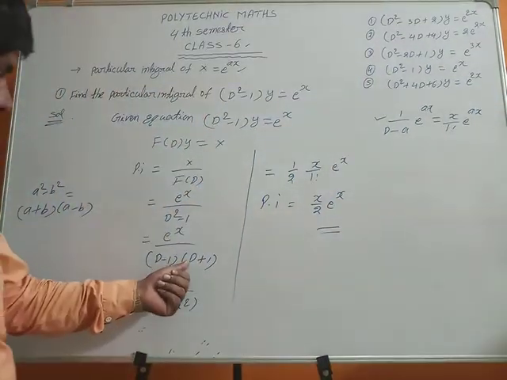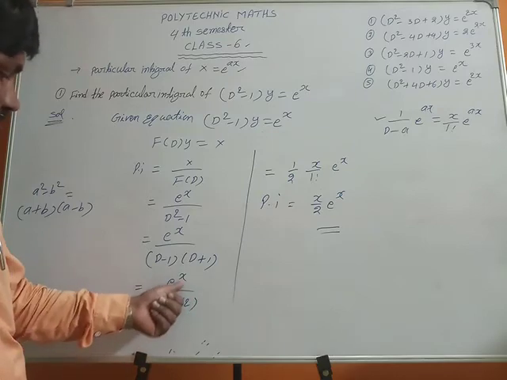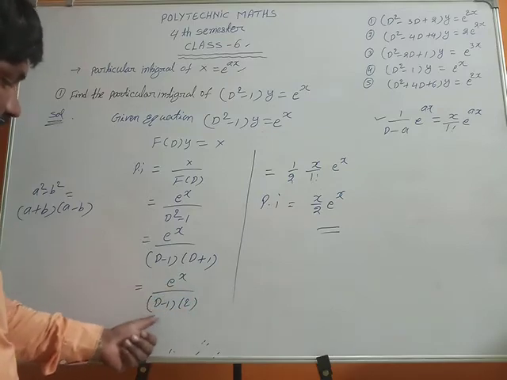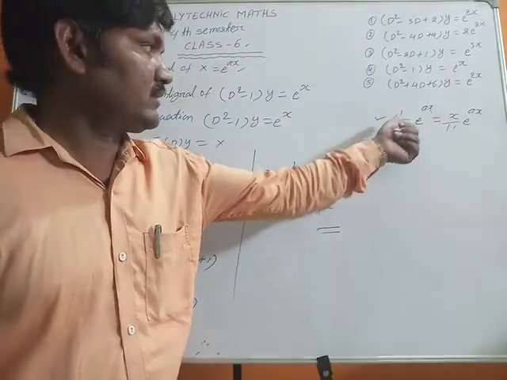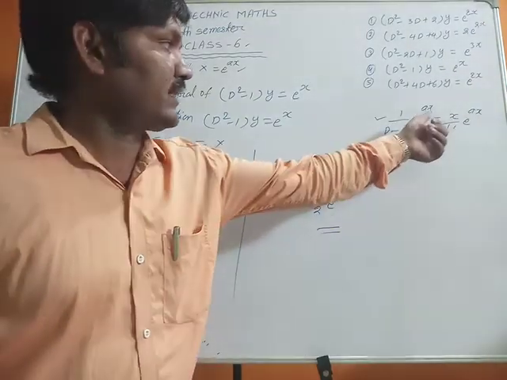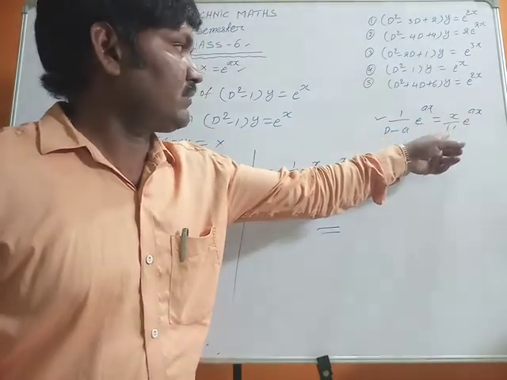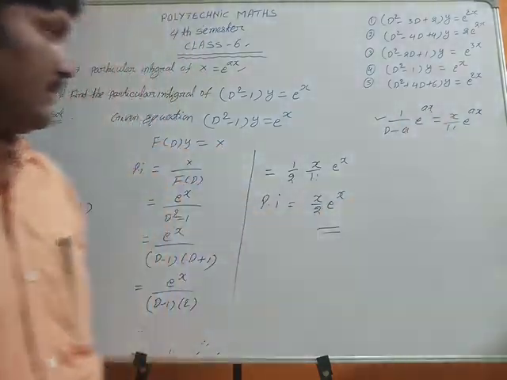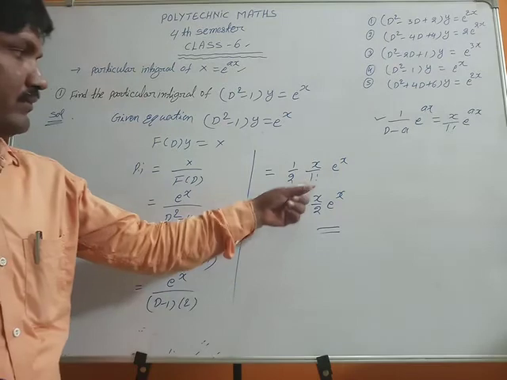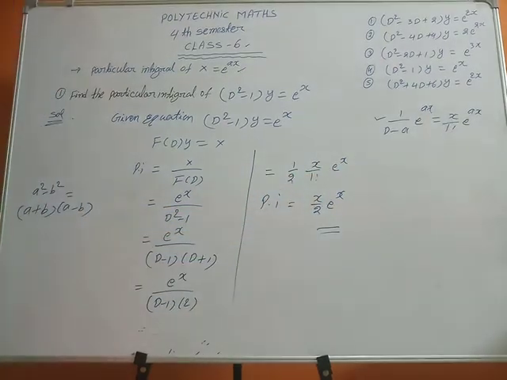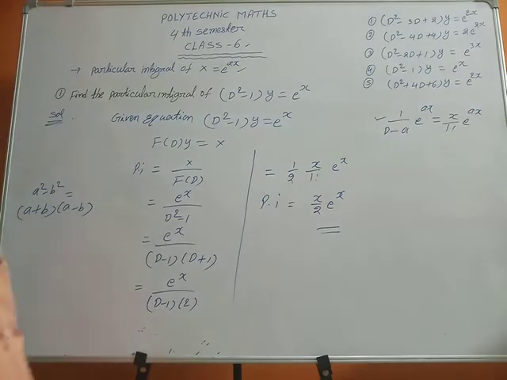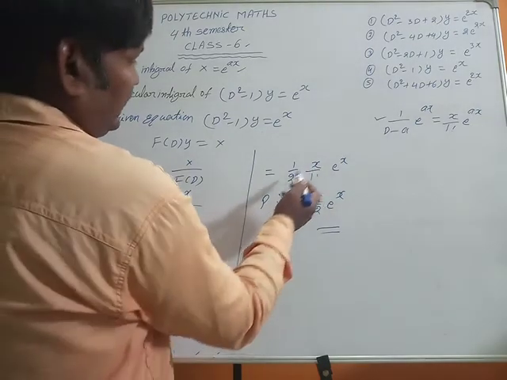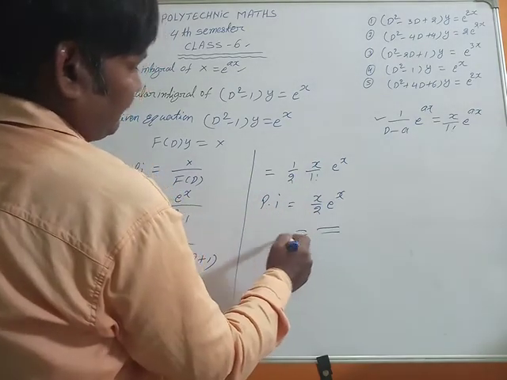So here d value is 1, 1 plus 1 is 2, e to the power of x by d minus 1 into 2. Here the basic concept is 1 by d minus a into e to the power of ax. If we substitute a for d, the denominator becomes 0. In such a case, the result is x by 1 factorial e to the power of ax, so x by 1 factorial e to the power of 1x. Already 1 by 2 is the coefficient of the given equation. So the particular integral is x by 2 e to the power of x. This is our final answer.